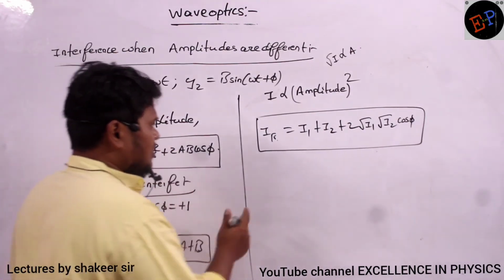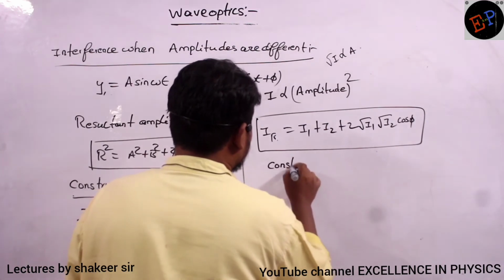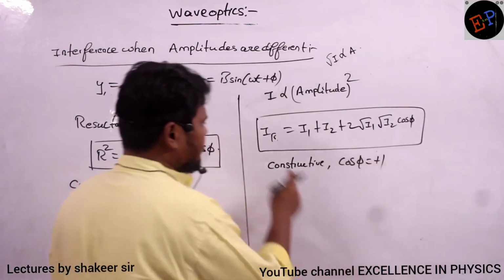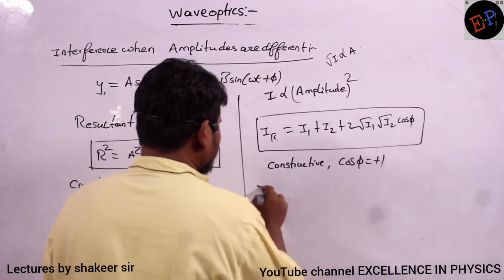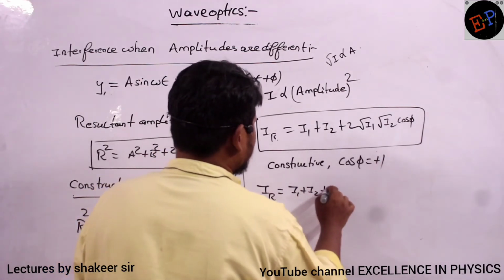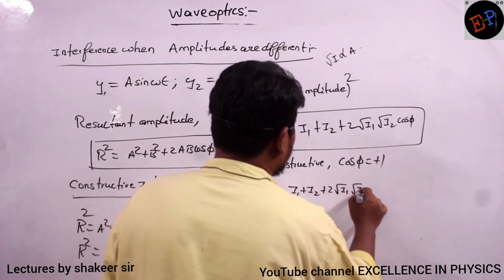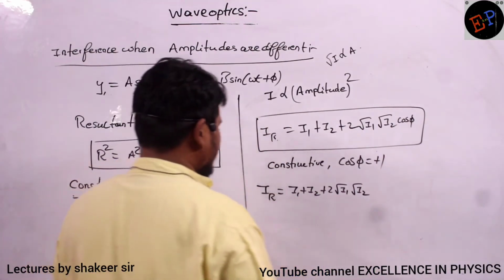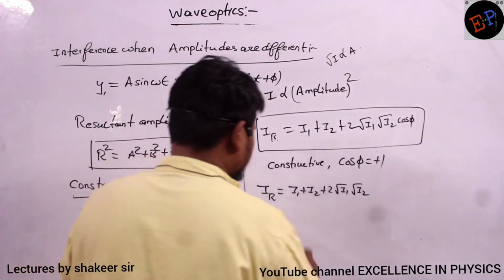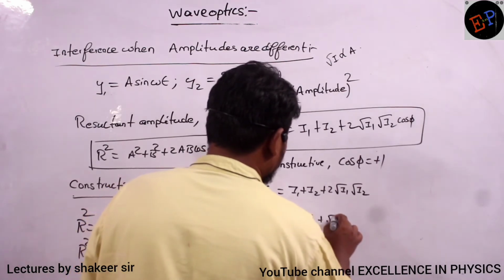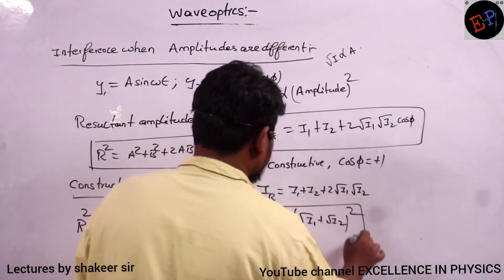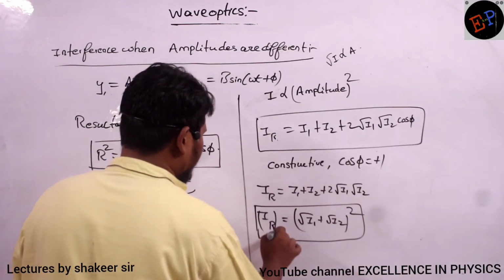Understood, no? Now here also if I take constructive interference, then cos should be 1, no? Okay, then how can I write this equation? So IR is equal to I1 plus I2 plus 2 root I1 root I2. I can write like this. Clear, no? Or this equation I can write like this also, root I1 plus root I2 whole square. So this is my resultant intensity, IR max I can call it.